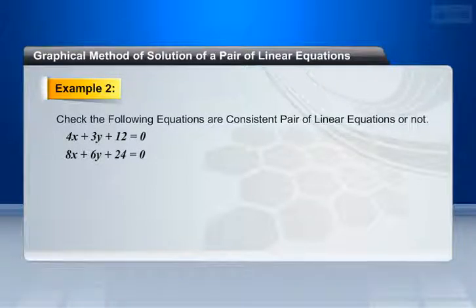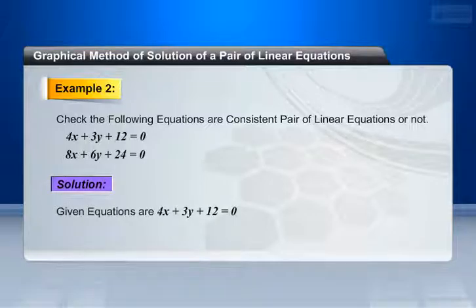Let us see the example 2. Check whether the following equations are a consistent pair of linear equations or not. 4x + 3y + 12 = 0 and 8x + 6y + 24 = 0. Let us see the solution.